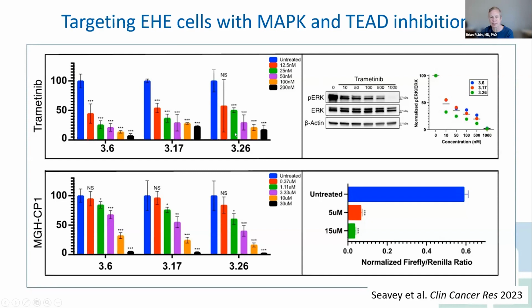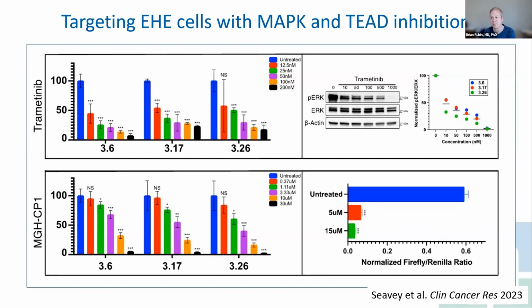Unfortunately, it's also a quite toxic drug, and so we want to get away from trametinib whenever we can and find some better drugs. Now, MGH-CP1 is also a drug. It's a tool compound, so this isn't something that you could ever use in people, but it's a proof of concept kind of drug, and we're trying to develop better drugs in this class. MGH-CP1 was developed by Dr. Wu at Mass General, and it's a TEAD inhibitor.